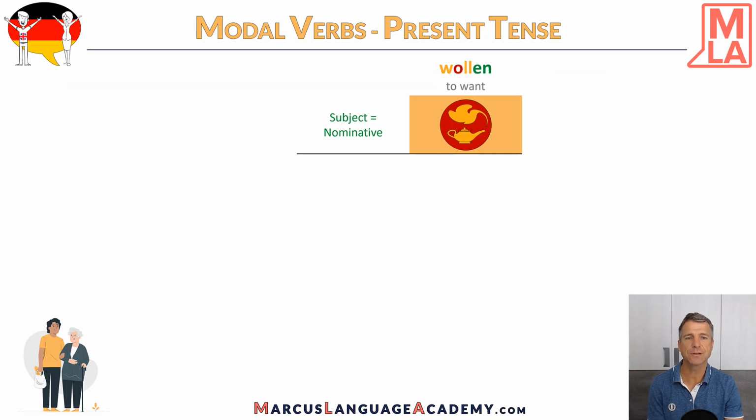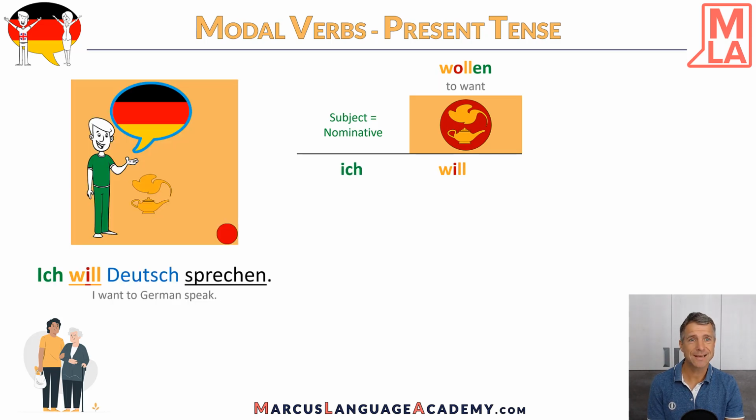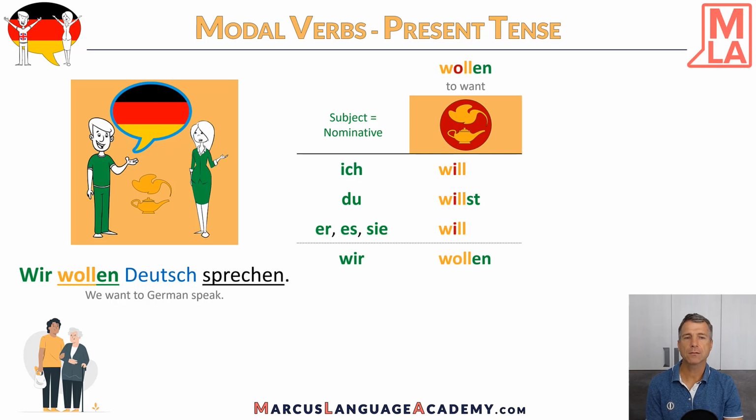And our last couple is wollen, to want. First, at this moment the O changes to I. Ich will Deutsch sprechen. I want to speak German. Ich will. And then the same applies. Du willst, with ST, and er will. In the plural it's regular again. Wir wollen Deutsch sprechen. And then ihr wollt and sie wollen.